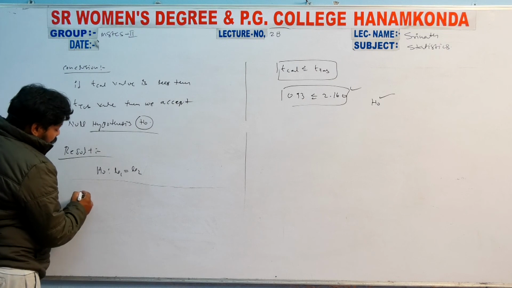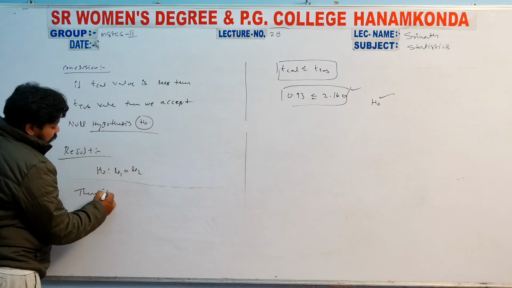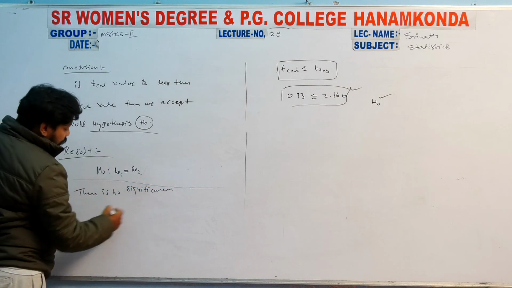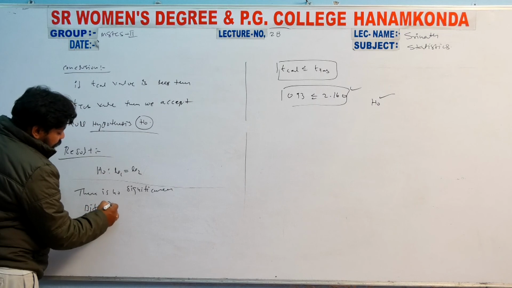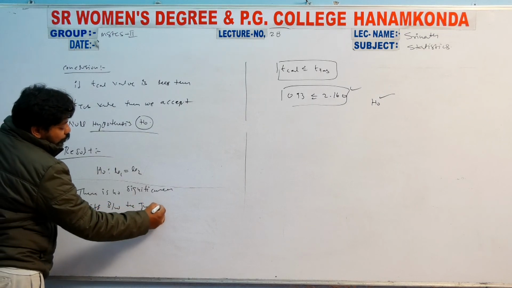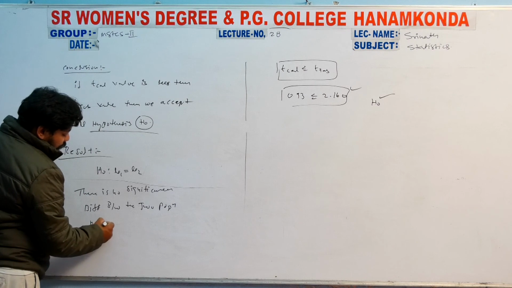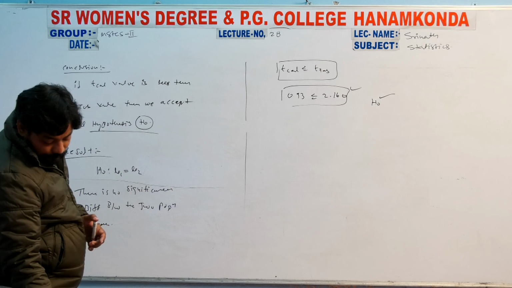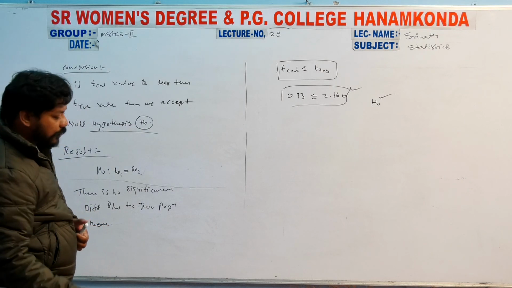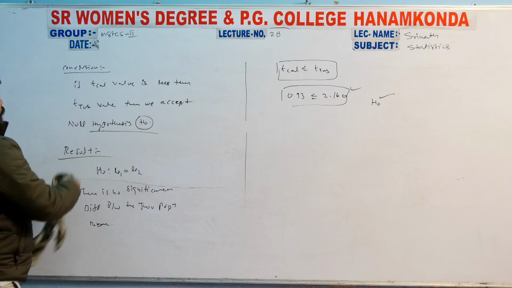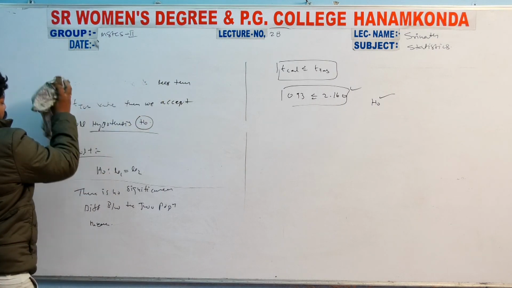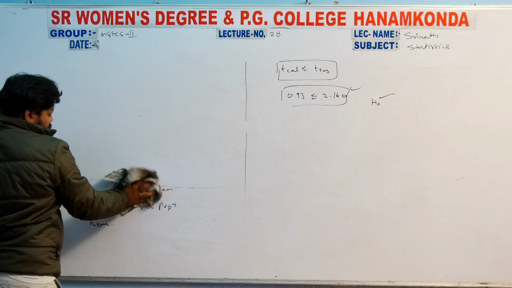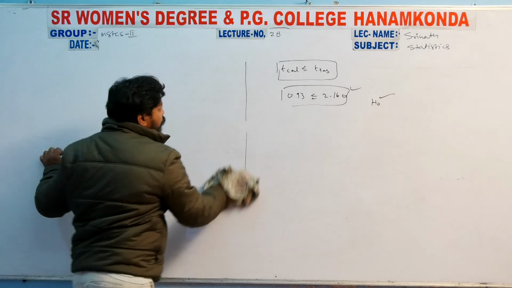The result means there is no significant difference between the two population means. This is the result of the problem. Problem completed.